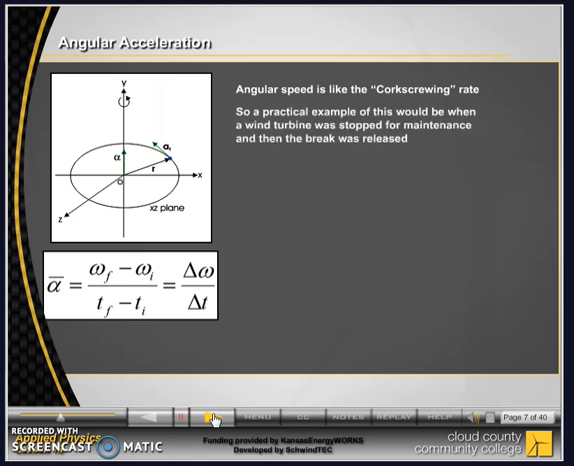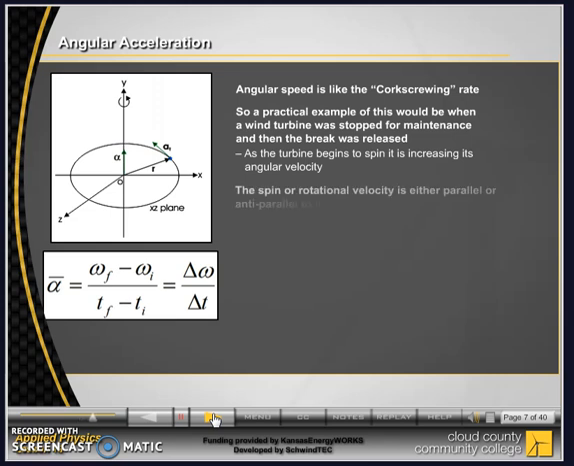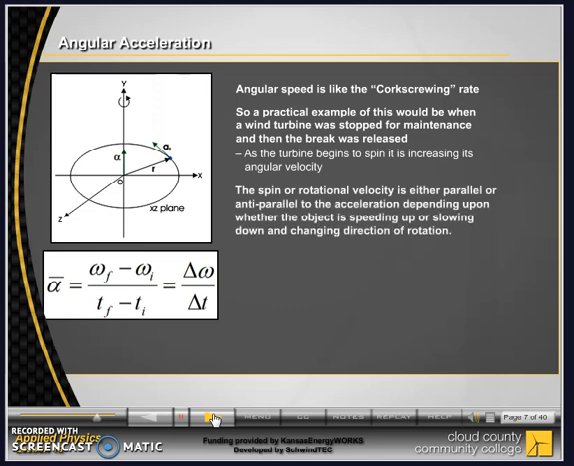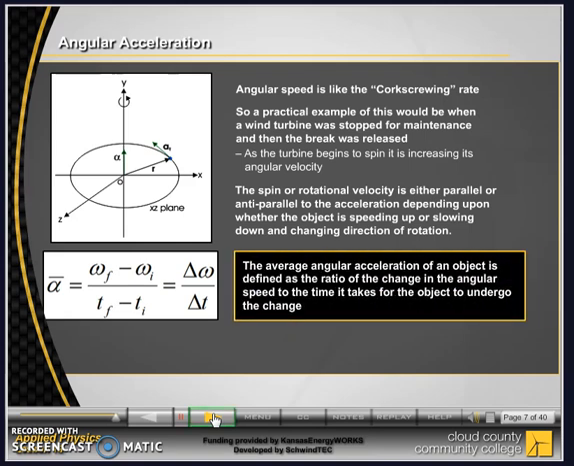So a practical example of this would be when a wind turbine was stopped for maintenance and then the brake was released. As the turbine begins to spin, it is increasing its angular velocity. The fact that the angular velocity is changing gives rise to the term known as angular acceleration. The spin or rotational velocity is either parallel or anti-parallel to the acceleration depending upon whether the object is speeding up or slowing down and changing direction of rotation.